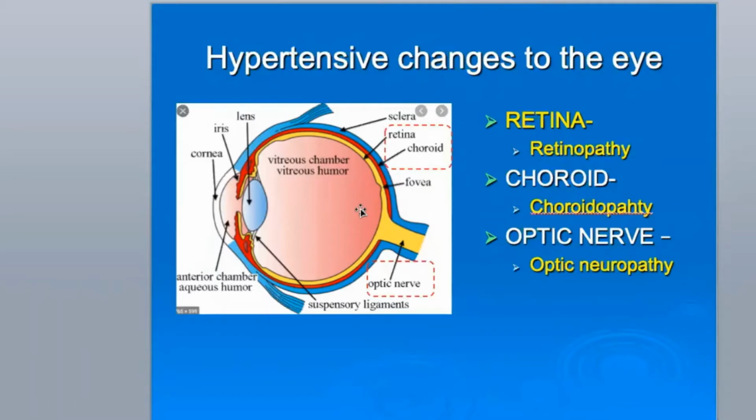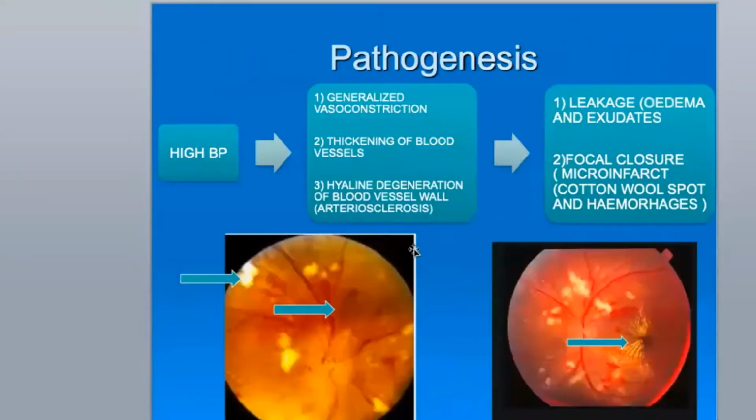Because of that, hypertensive changes in the eye can be divided into damage on the retina, causing retinopathy, damage on the choroid, causing choroidopathy, or even the optic nerve, causing optic neuropathy. The optic nerve also has its own blood supply. So those are where the problem occurs. Now, what happens when you have high blood pressure? This applies to all other systems as well. You get a generalized vasoconstriction of the blood vessels, the arteries. You have thickening of the blood vessel because they try to accommodate the rise in pressure, and eventually there will be arteriosclerosis.